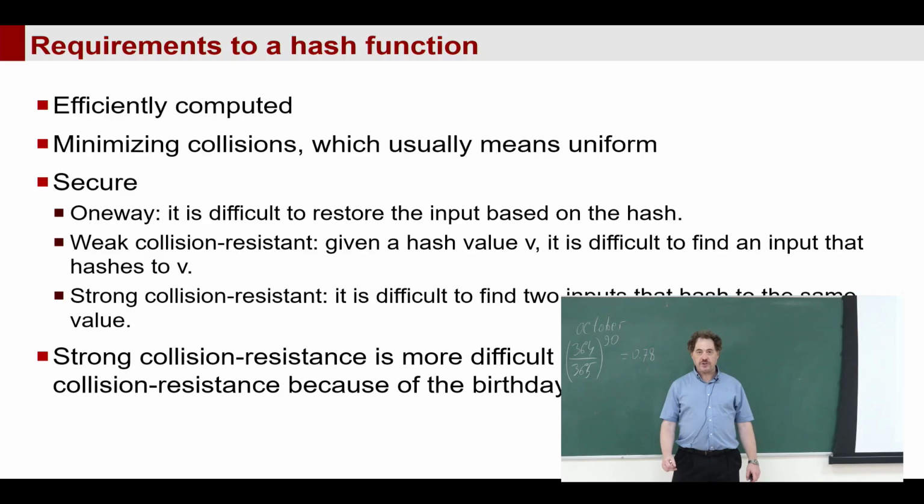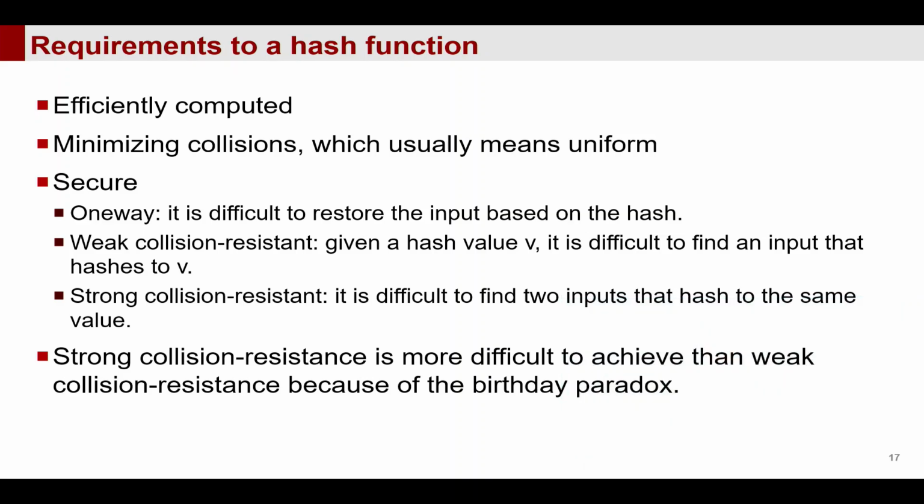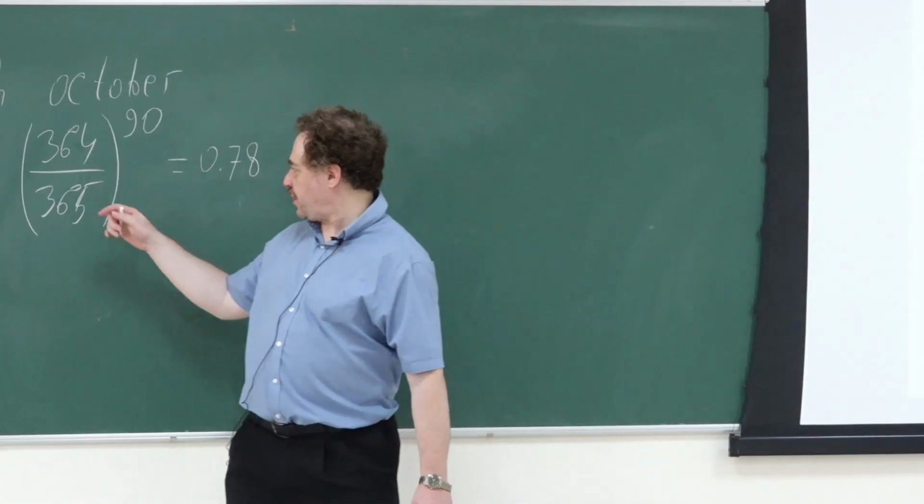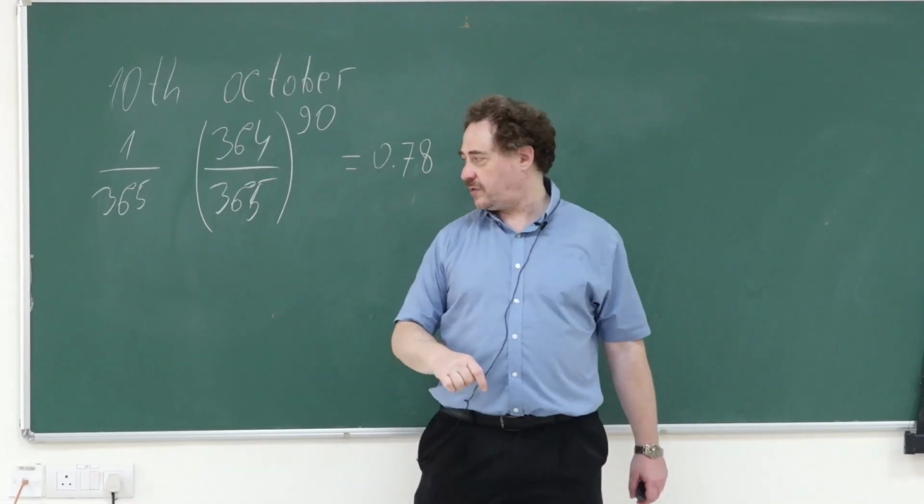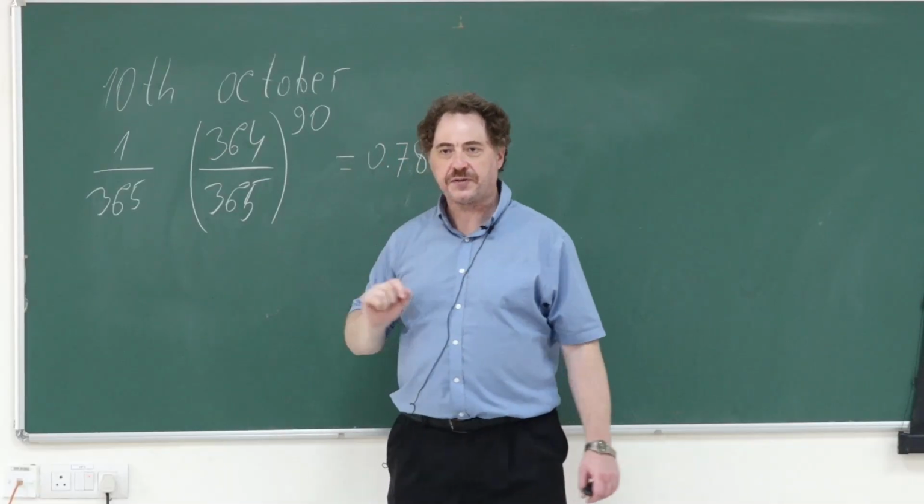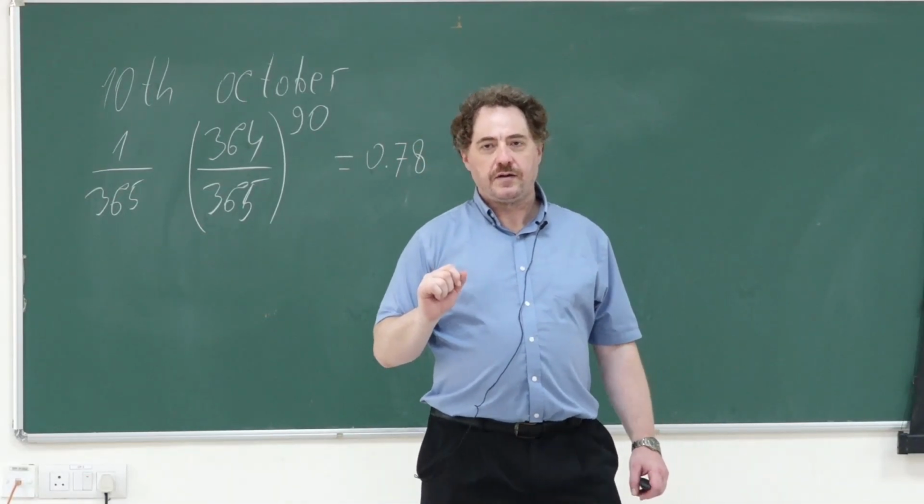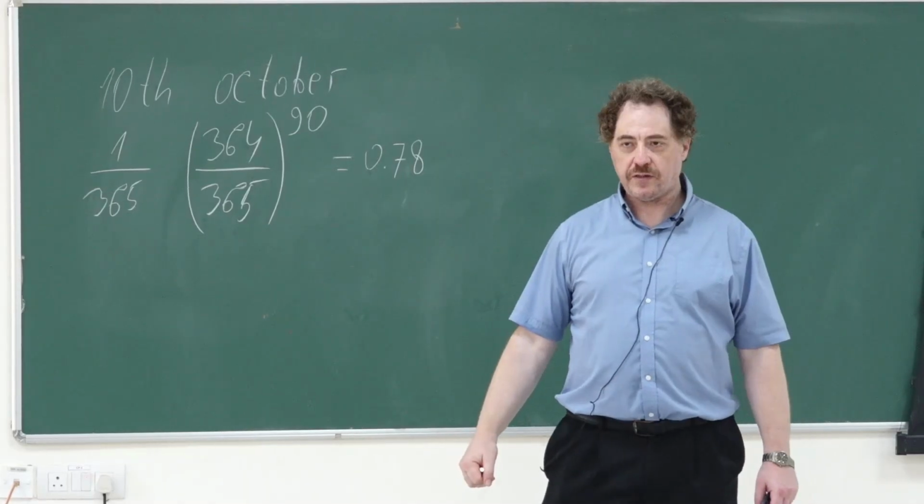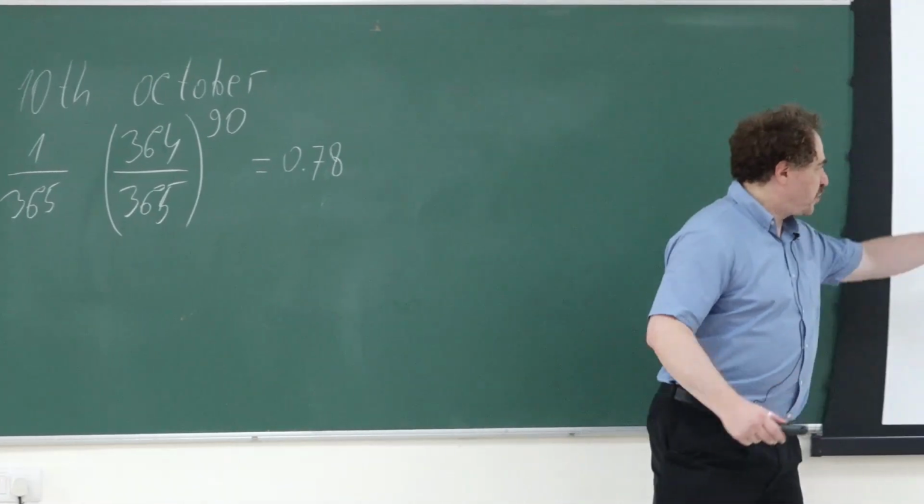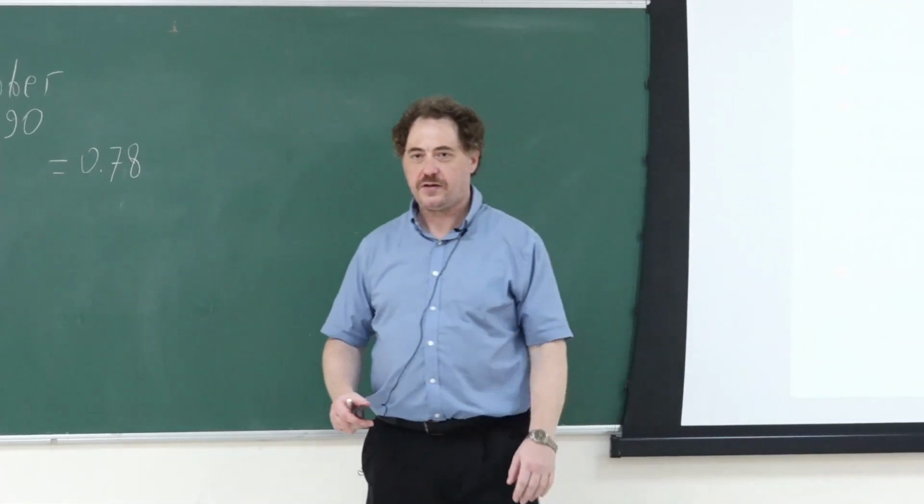And the probability of each input value mapping to the same hash value is the same as what I did in this calculation, right? Well, depending on the space, right? In this case, the space was 365 days. But of course, the realistic space is much bigger, right? So it's very difficult to break weak collision resistance.